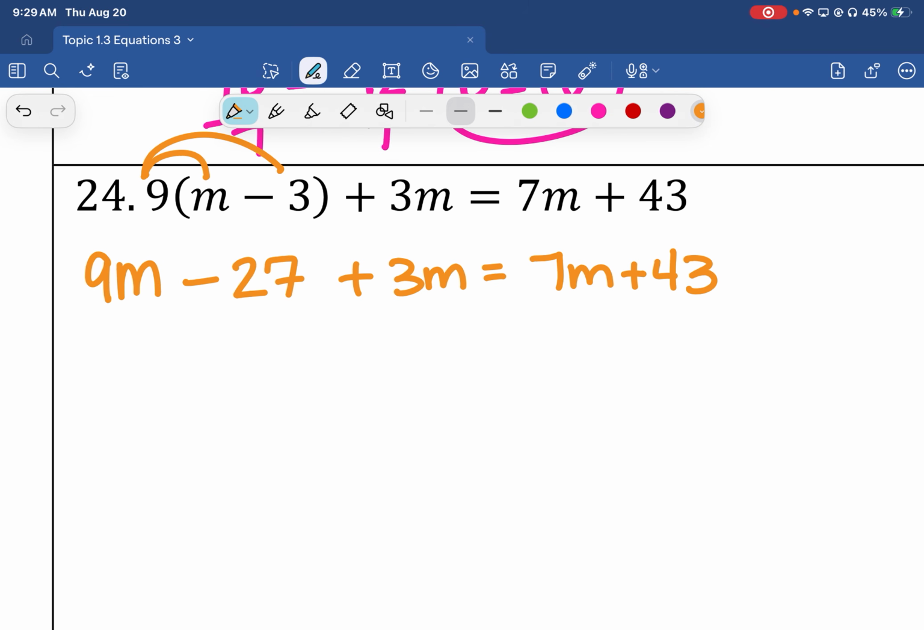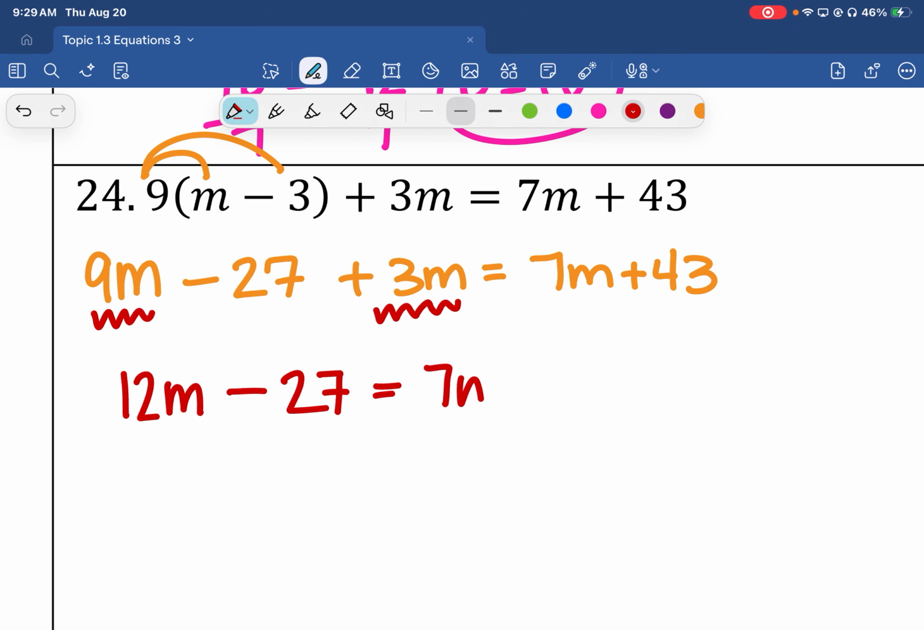All right. Now, combining like terms. Do we have any like terms we need to combine? Yes. 9m and 3m. What is 9m plus 3m? 12m. Is there any other like terms? No. So we're going to bring everything down. Bro, it's okay to be corny.